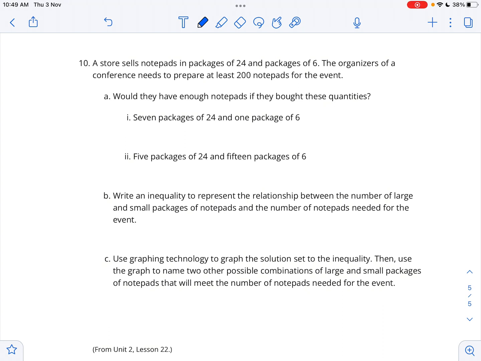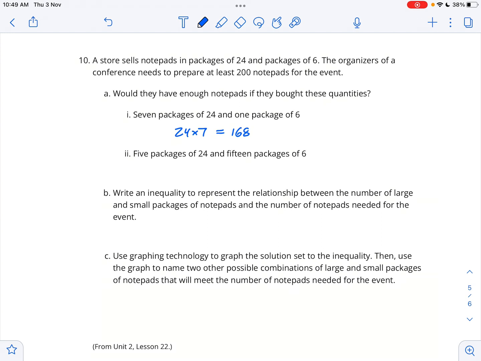So let's go here. You're just going to do 24 times 7, which is 168, if I'm doing my mental math correctly. And 1 package of 6, so 1 times 6, which is 6. Add those together, 168 plus 6 is 174. And so we need 200 notepads, so the answer there would be no.